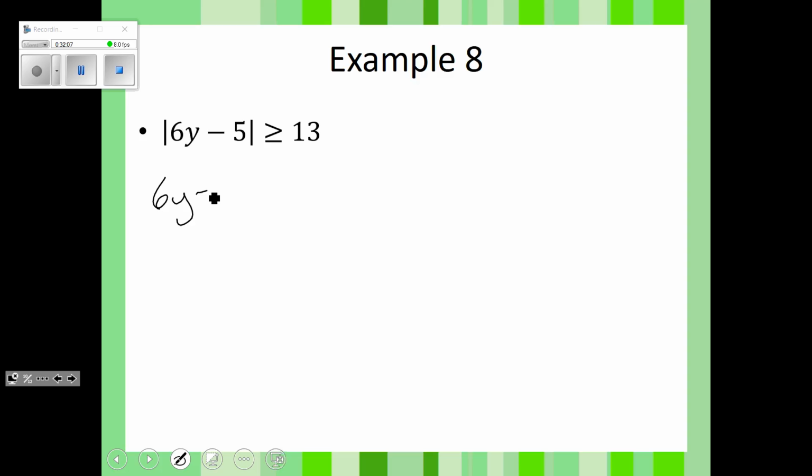6y minus 5 is greater than or equal to 13. Just what it says. The second one, you set up 6y minus 5 is what? Is less than or equal to negative 13. Make sure you flip your greater than or equal to sign and you make the 13 negative. So flip both signs. And then we're going to solve. So go ahead and solve.